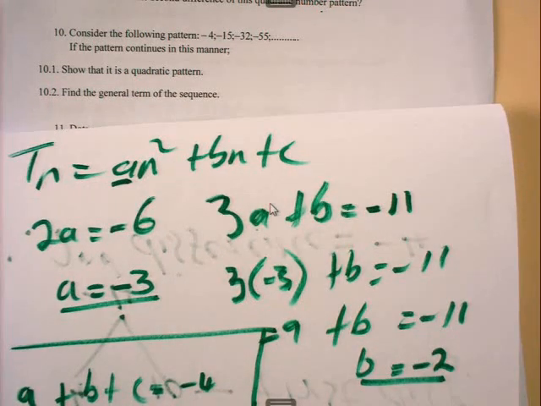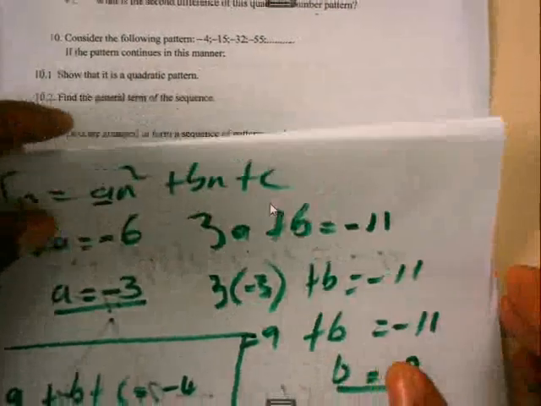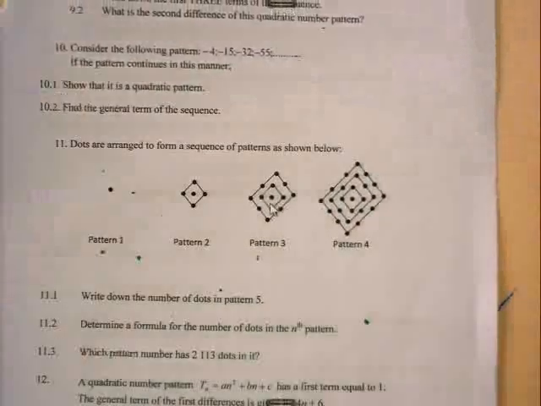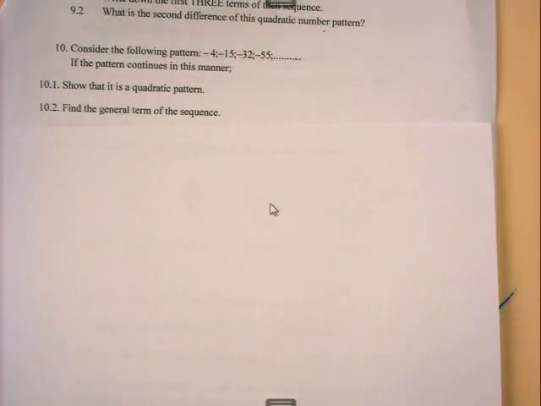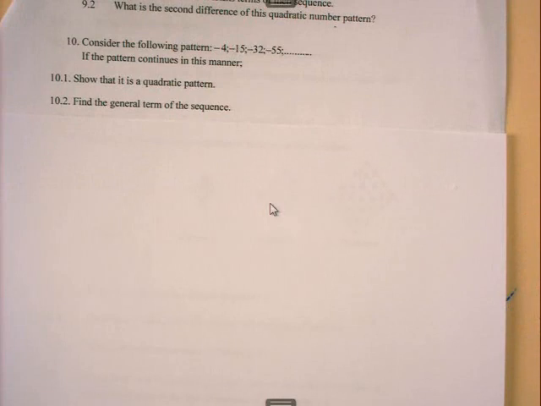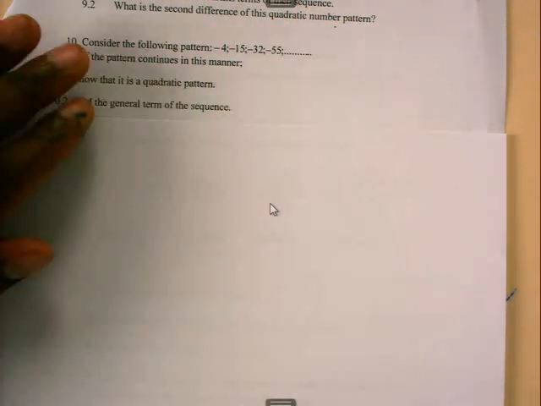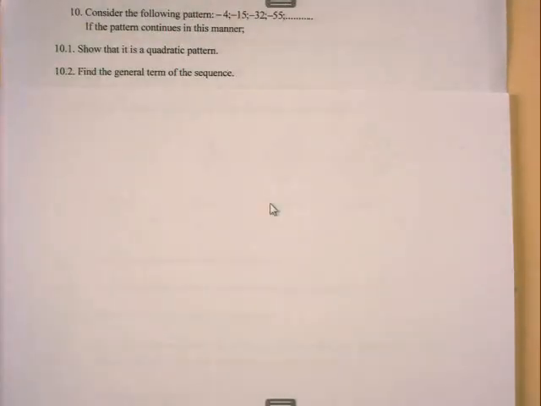Let me round it off. I think we are only left with about 5 minutes. The key behind solving quadratic number patterns is to remember that the second difference is common. We have done lots and lots of exercises, and in almost every exercise, for us to solve a quadratic number pattern, we must know that the second difference is common. That is the key in solving all the quadratic number patterns.